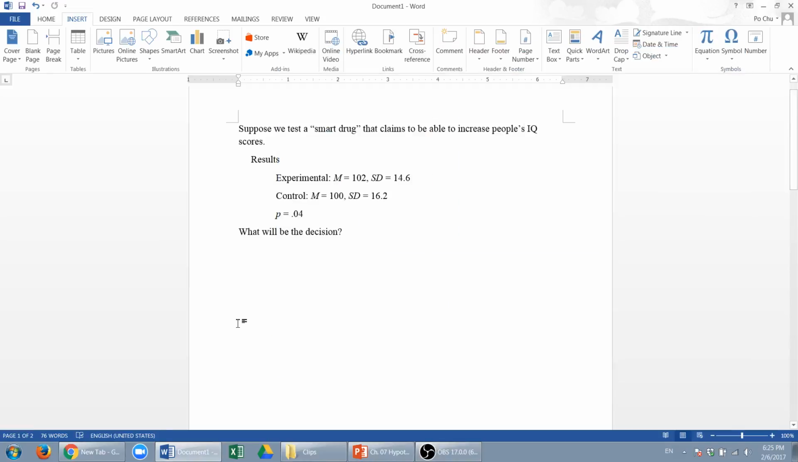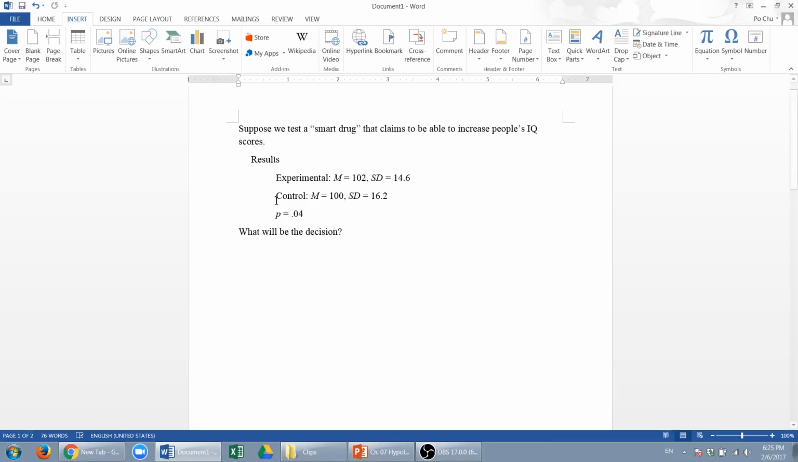All right, everyone. Hopefully you still remember this question we discussed before. Suppose we test a smart drug that claims to be able to increase people's IQ scores, and the experimental result is 102, control is 100, and then we skip to p equals 0.04. Of course, we skip this big step. Actually, that data analysis involves a lot of calculation.